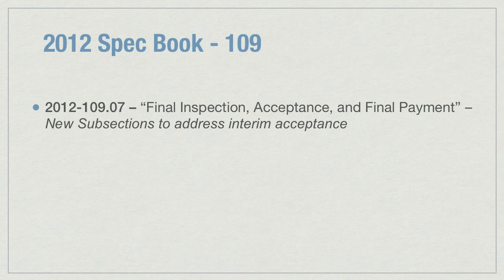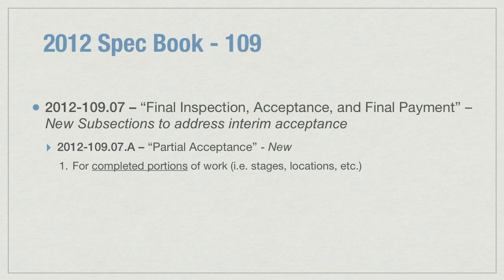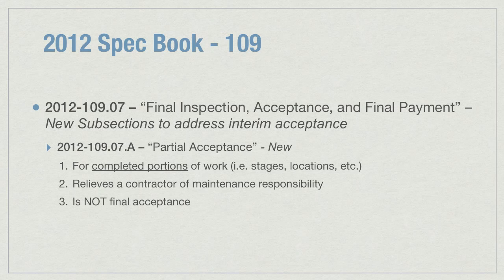Subsection 10907, Final Inspection, Acceptance, and Final Payment, includes some new subsections that address interim acceptance of projects. Subsection 10907A, Partial Acceptance, allows for the acceptance of completed portions of work on a project. This is generally considered to be 100% completion of portions of the work or locations of the work. It relieves a contractor of maintenance responsibilities. It's not final acceptance, and it does not relieve the contractor for responsibilities from defective work.